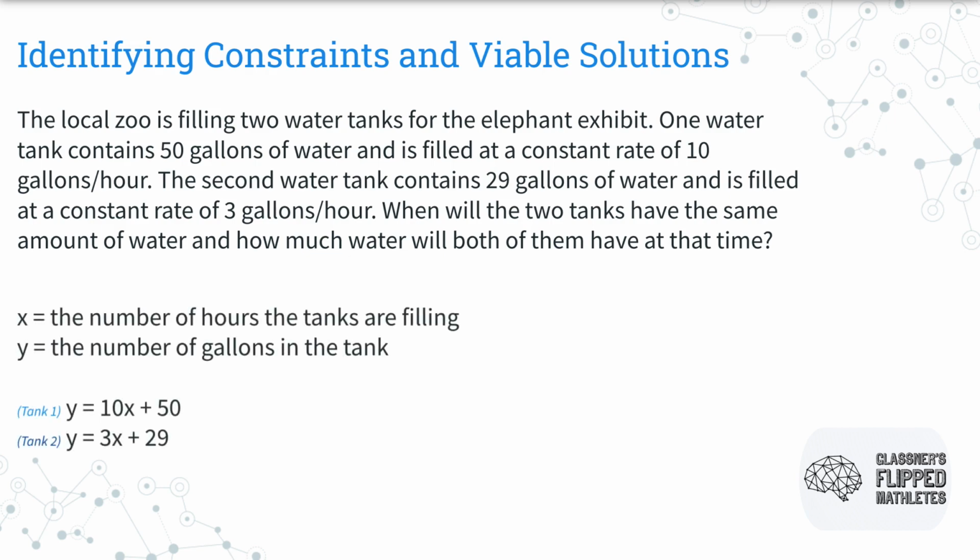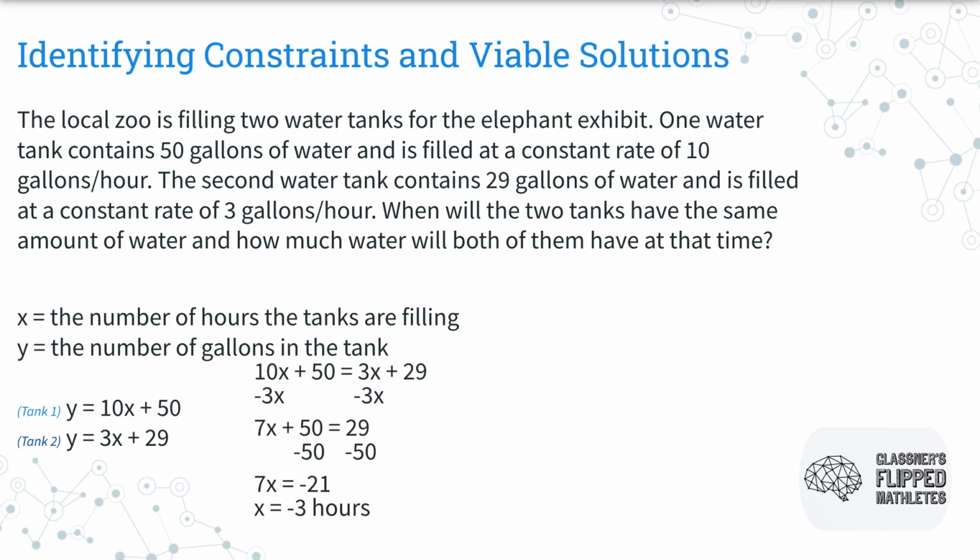Let's say x is the number of hours the tanks are filling, and y is the number of gallons in the tank. So tank 1 would be the 50 original gallons plus 10 gallons per hour, and tank 2 would be the 29 initial gallons plus 3 gallons per hour. And right off the bat, you might feel like this might not make sense, and I'll come back to that in 1 second. So because they're both equal to y, let's use substitution.